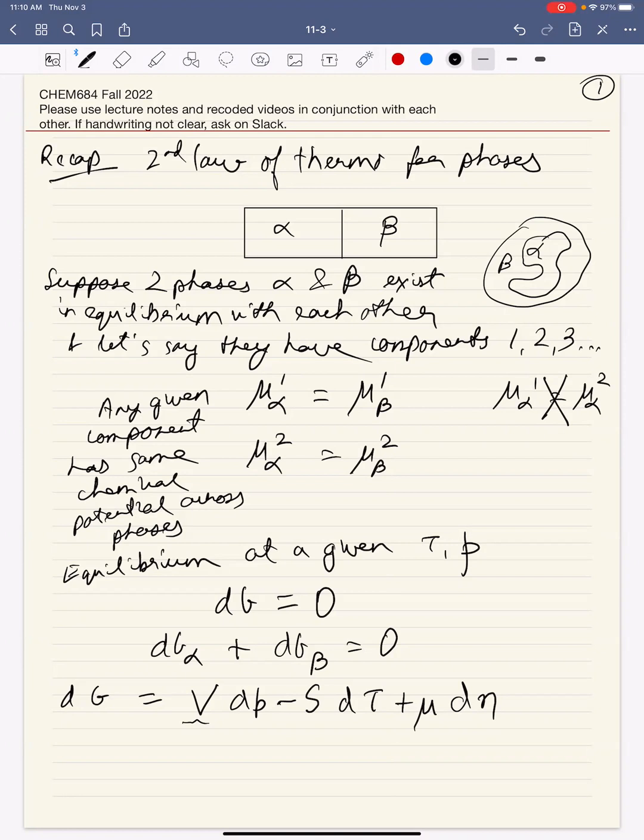So we are talking about constant pressure and temperature. So we can ignore this, right? dP is equal to 0, dT is equal to 0. So dG, and here we can talk about different components, i is equal to 1 to K. So dG is going to be summation, i is equal to 1 to K, mu i dn i, at constant T and P.